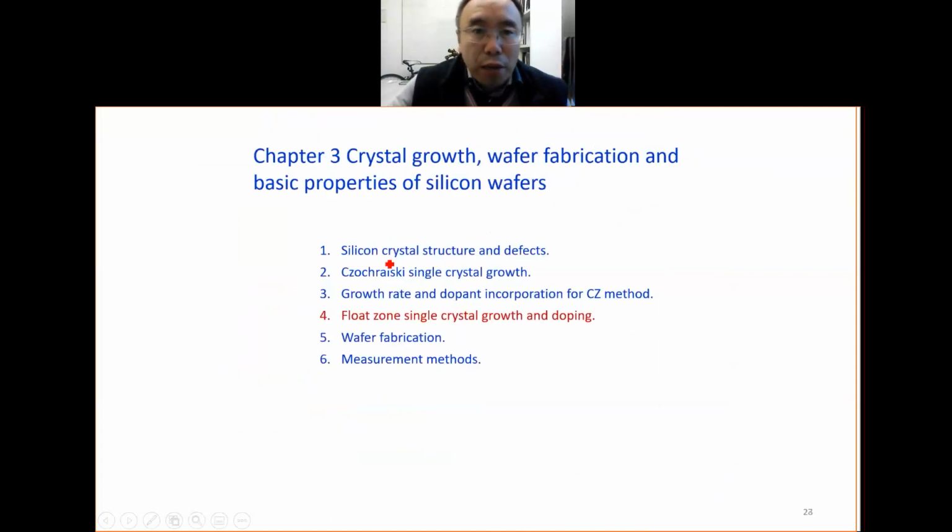So now we look at float zone growth. What we talked about is called CZ. This one is called FZ, float zone. So CZ is Czochralski, and this is FZ. So why do we need FZ growth?